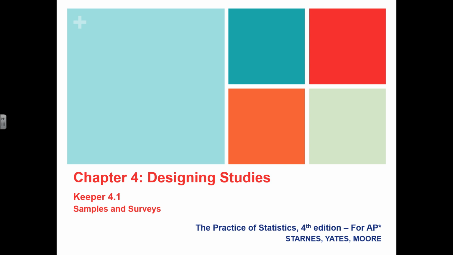All right, so now we're moving into the chapter where we really get into talking about designing studies and how to create good and proper studies, how to get samples, and how to do surveys properly to eliminate any type of bias or anything like that. So this is Keeper 4.1, Samples and Surveys.